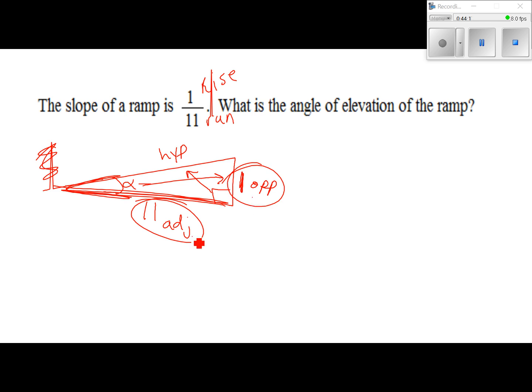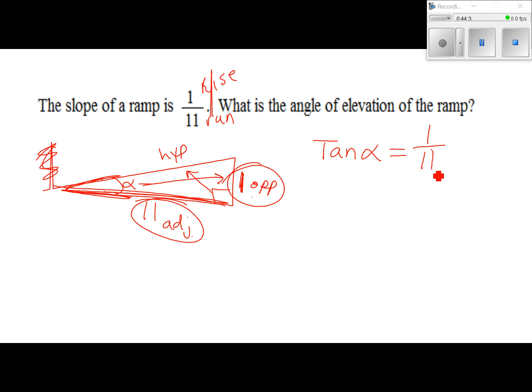every single one of these has been tangent. That wasn't, I didn't set it up that way. It could be sine, cosine, whatever. So this is tangent of alpha equals opposite 1 over 11.